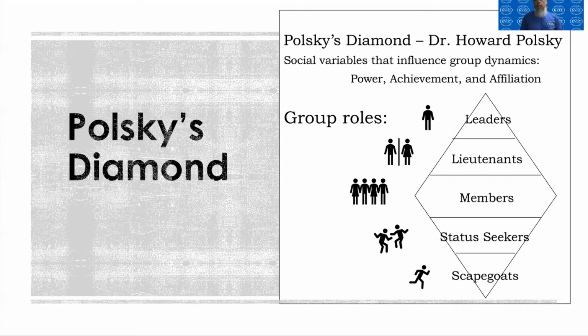And then the last group, or the last individuals in your classroom that you'll see, are your scapegoats. And your scapegoats are what it is. They get blamed for everything. They're the most vulnerable individuals in the group. And like I said, they get blamed for everything. And oftentimes they'll take that blame so that they can fit in and become part of the group.